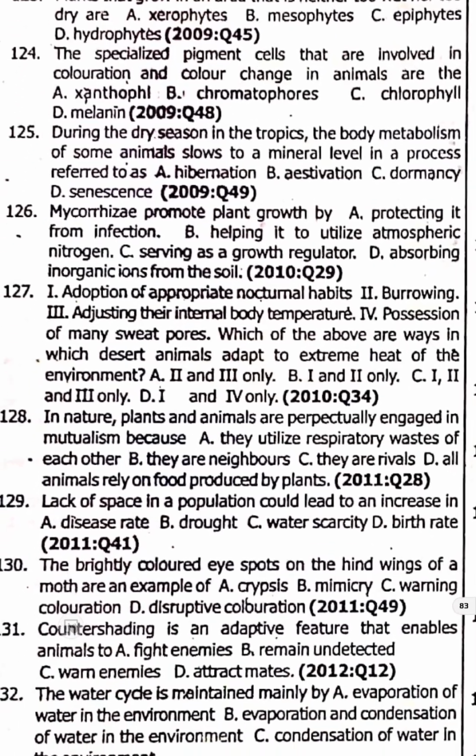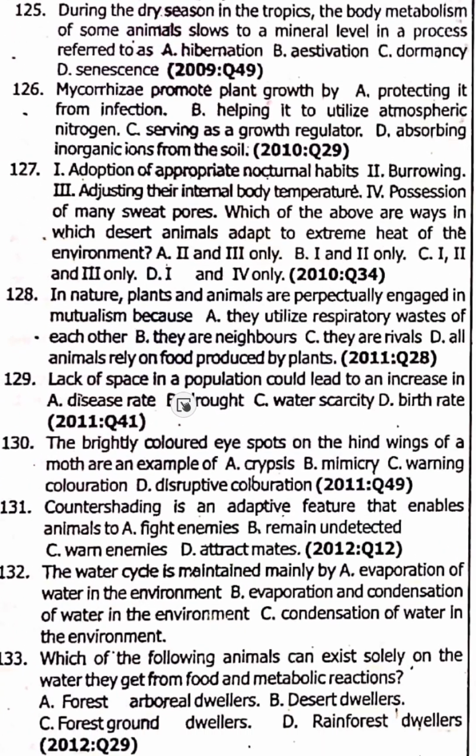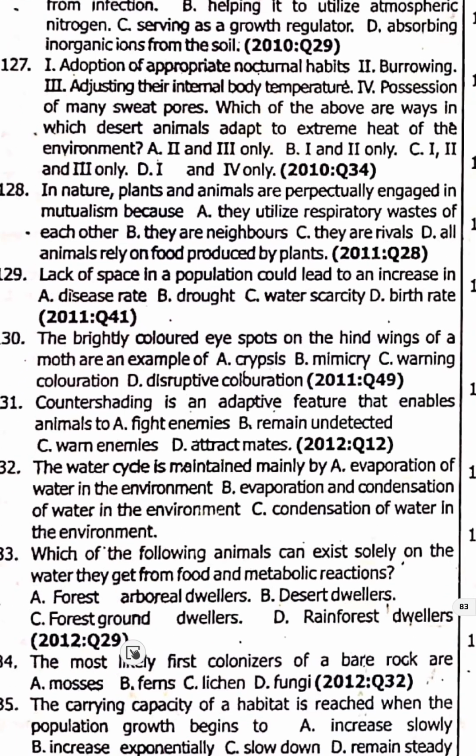Okay. 129. Lack of space in a population could lead to an increase in disease rates. 130. The brightly colored eye spot on the hind wing of a moth is an example of warning coloration. 131. Counter shading is an adaptive feature that enables animals to remain undetected. 132. The water cycle is maintained mainly by evaporation and condensation of water in the environment.